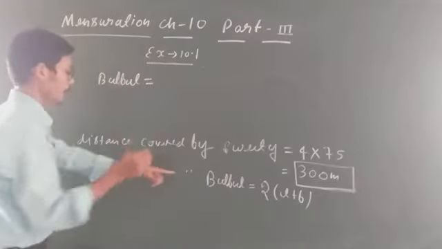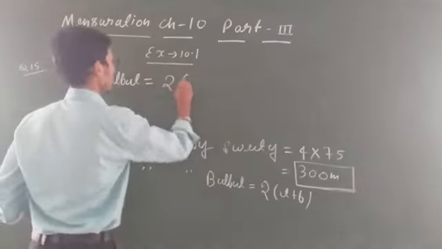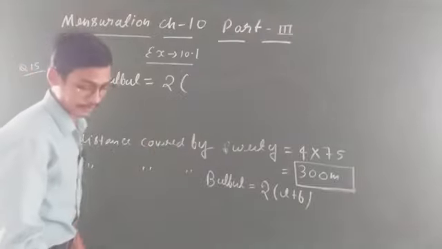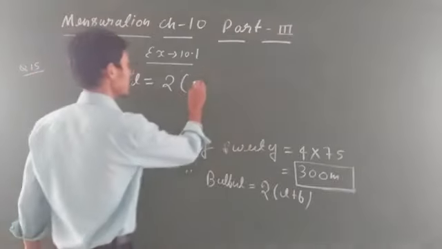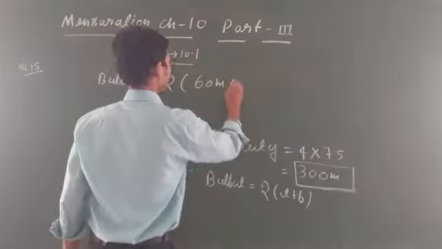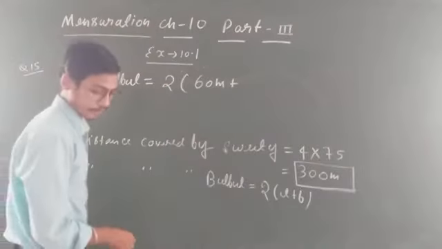Equal to 2 into (l plus b). What distance is given? The length is given as 60 meter and the breadth is given as 45.